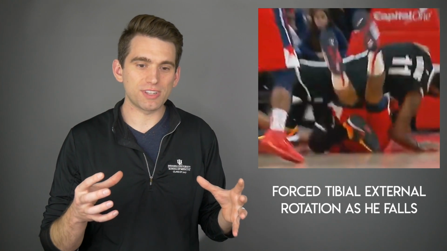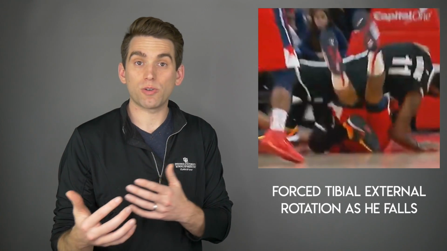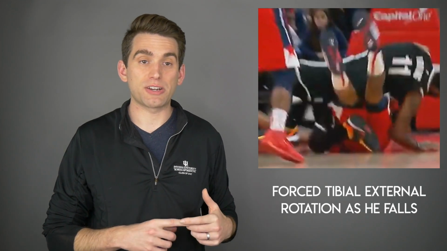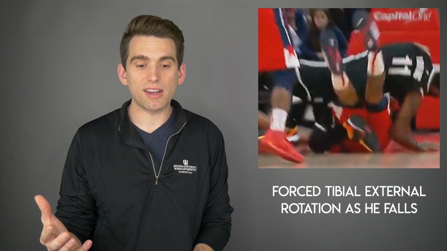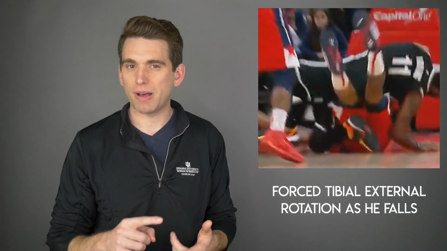Now there are different structures in the knee that prevent that external rotation depending on how straight or how bent the knee is. One of the key structures to prevent that external rotation is actually your popliteus muscle. You might remember CJ McCollum had a popliteus tear. And so it's possible when I look at something like this, I think, well, maybe there's been a popliteus tear.